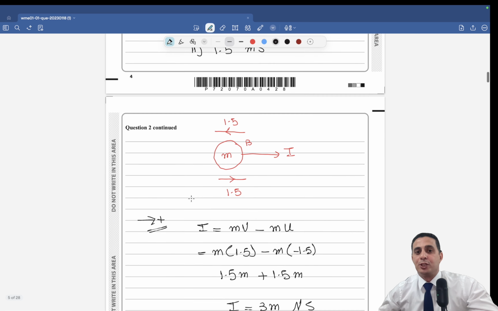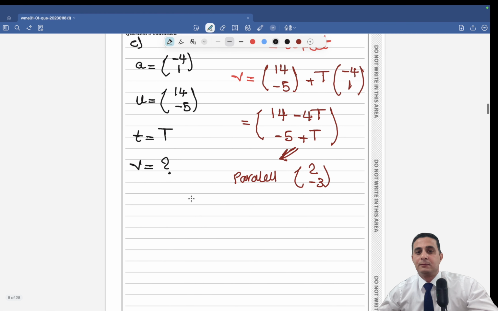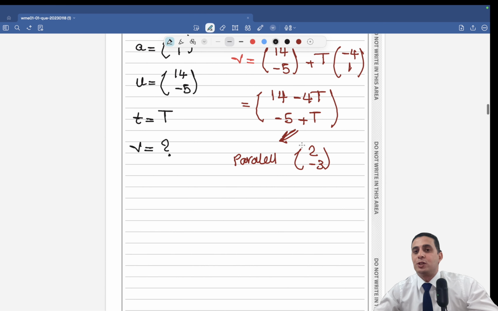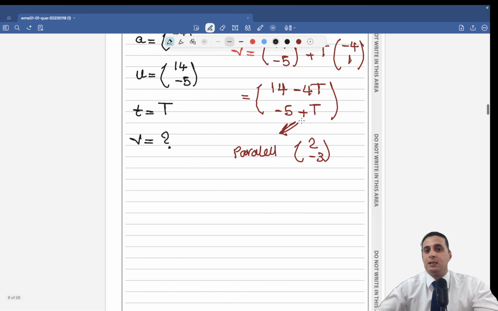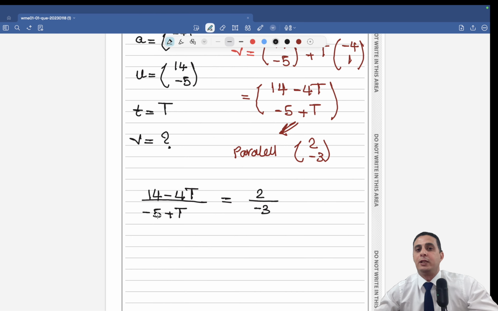Let's apply it in our question here. I have these two vectors are parallel because this is the velocity and the particle is moving in that direction, which means these two vectors are parallel. Let's apply it. So we have 14 minus 4t divided by minus 5 plus t. This one equals 2 divided by negative 3. I over j equals i over j. Now I can solve this equation to find the value for t.